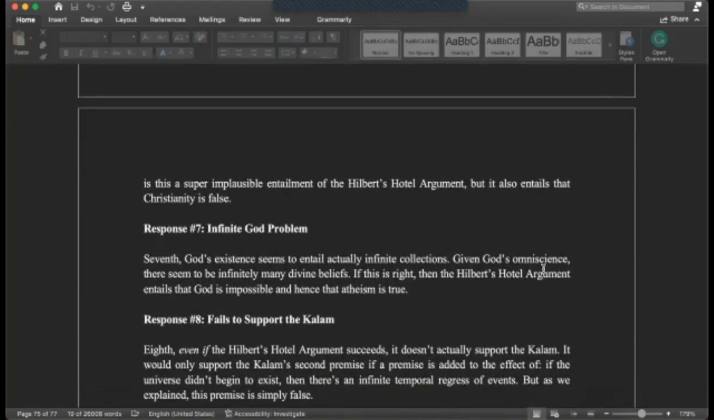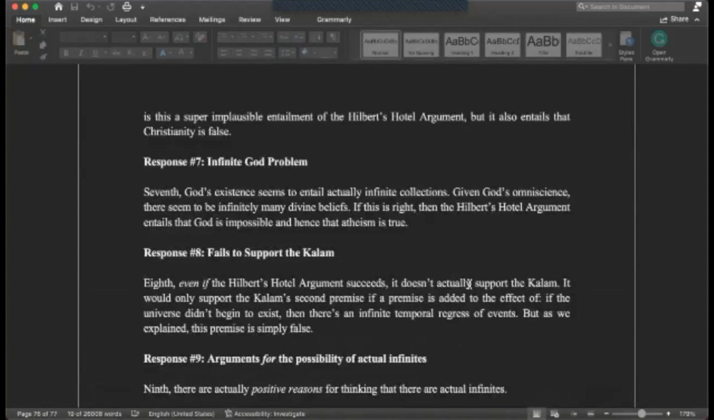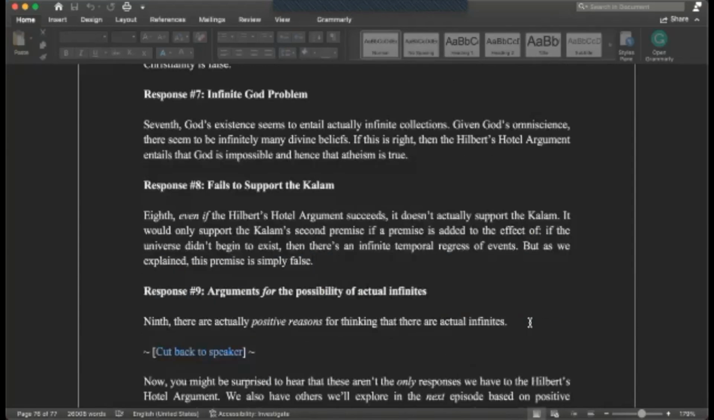Given God's omniscience, there seem to be infinitely many distinct divine beliefs. If this is right, then the Hilbert's Hotel argument entails that God is impossible, and hence that atheism is true. Eighth, even if the Hilbert's Hotel argument succeeds, it doesn't actually support the Kalam. It would only support the Kalam's second premise if a premise is added to the effect of, if the universe didn't begin to exist, then there's an infinite temporal regress of events. But as I explained, this premise is just false. Ninth, there are actually positive reasons for thinking there are, or at least there can be, actual infinites.